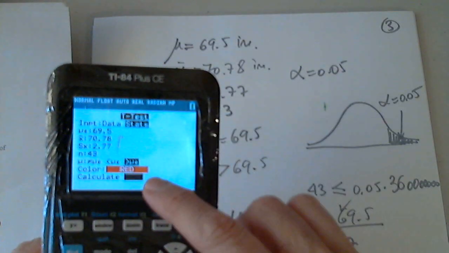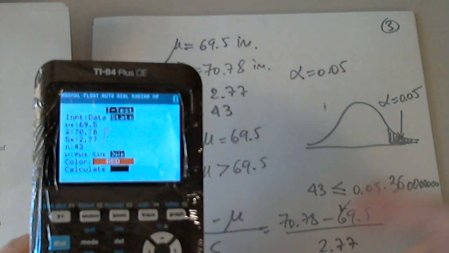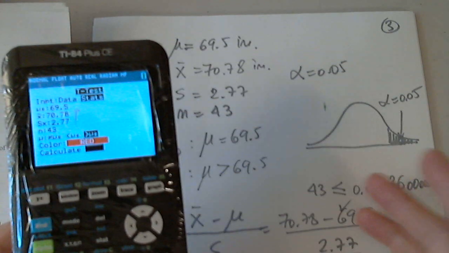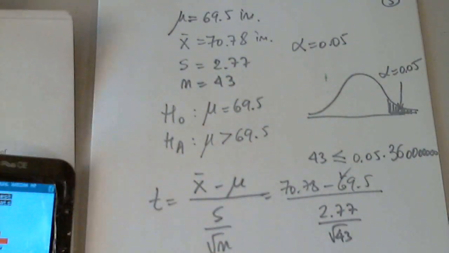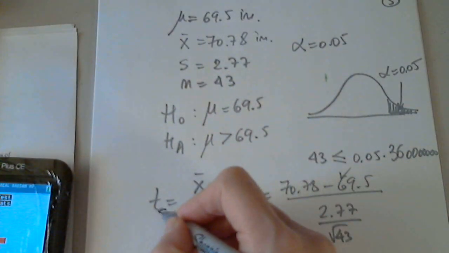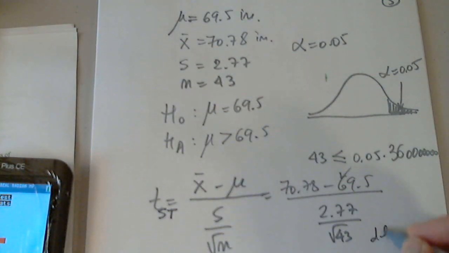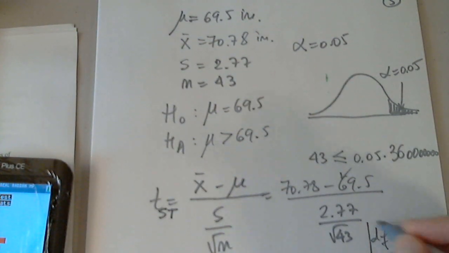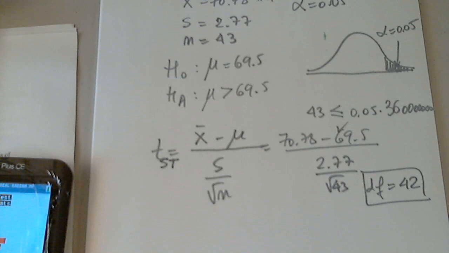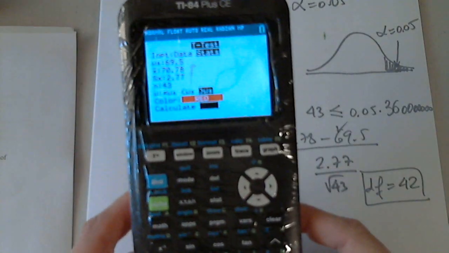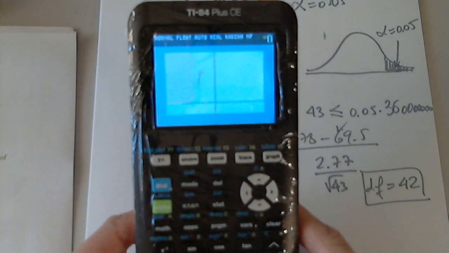You know me, I prefer Draw because it gives me the picture, and it gives me the p-value and the test statistic. So this is the test statistic, and the degrees of freedom are 42. So the t statistic or t0, whatever you want to use. Here it comes.